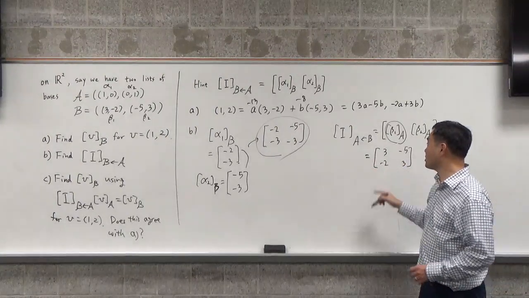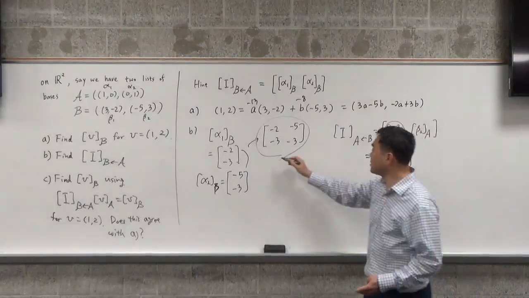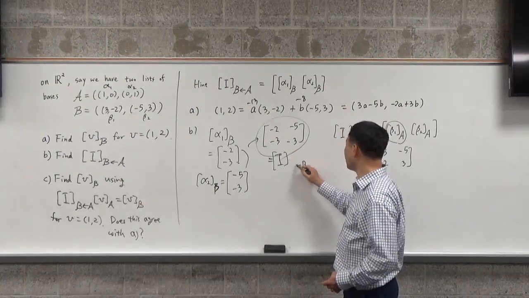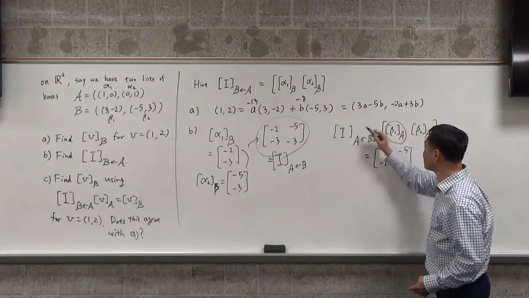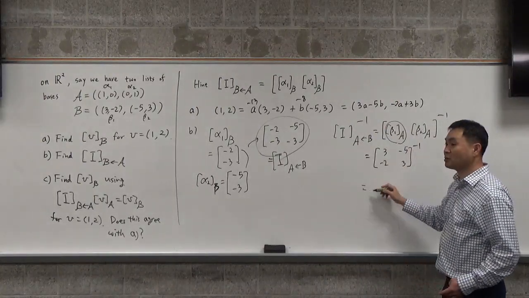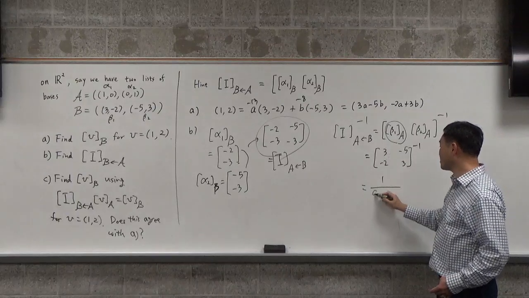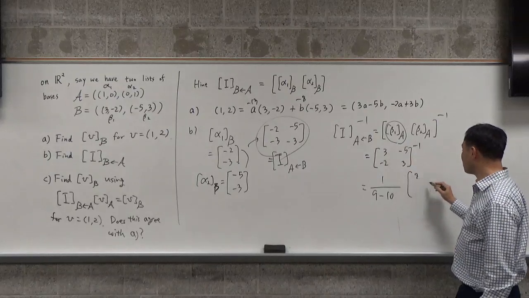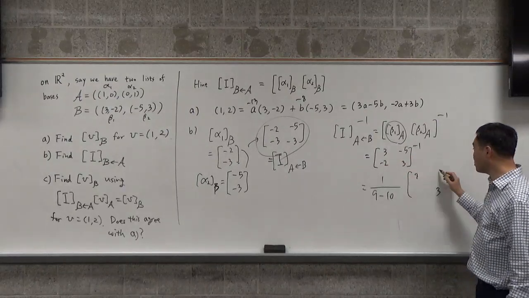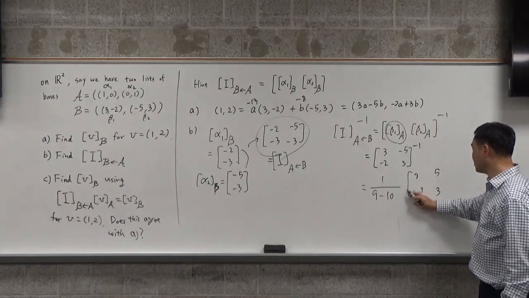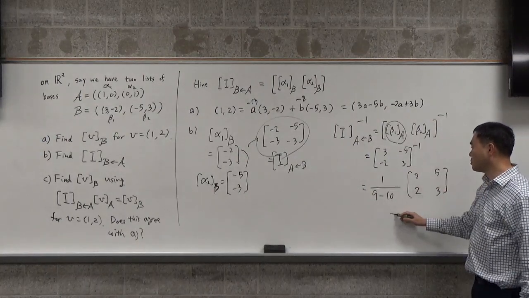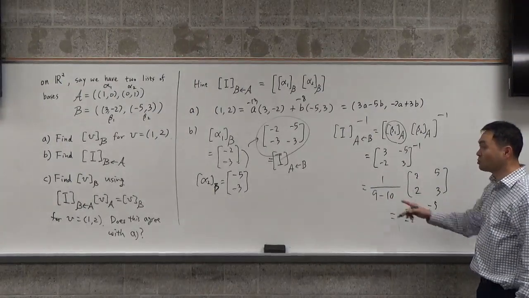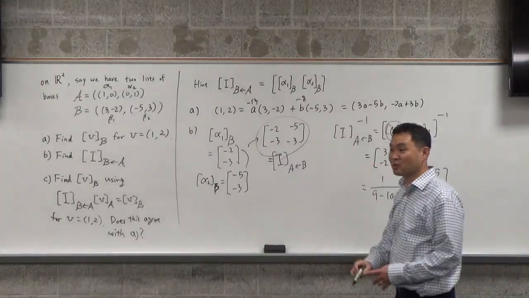Now, how do you get this from here? You just use the fact that this is the inverse matrix of the other one, right? You agree? B to A is the inverse matrix of this one. So you just take the inverse of this. It's 1 over 3 times 3 is 9, minus negative 5 times negative 2 is 10. Switch these two around, and then negate these two. And because this is 1 over negative 1, this is just negative 3, negative 5, negative 2, negative 3, which is exactly the same thing. So that would happen much faster.